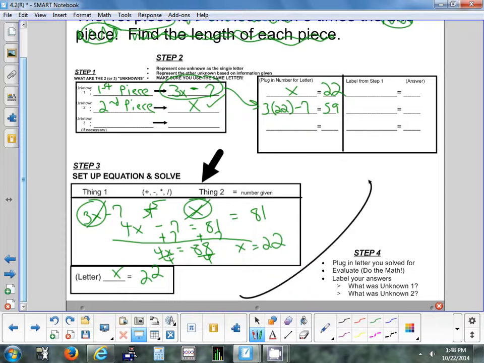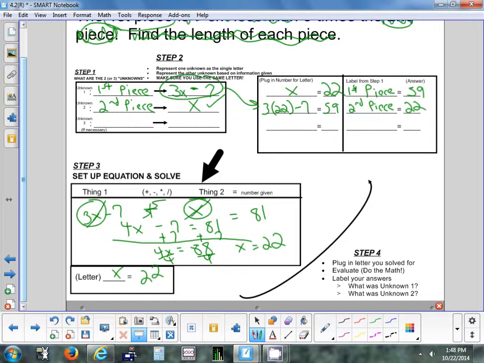Let's go back to my labels again. It says right here, label from step 1. First piece, second piece. What's the first piece measure? Kayla. 22. But oh, no, first piece is 21. First piece is going to be what? 59. Second piece will be 22.